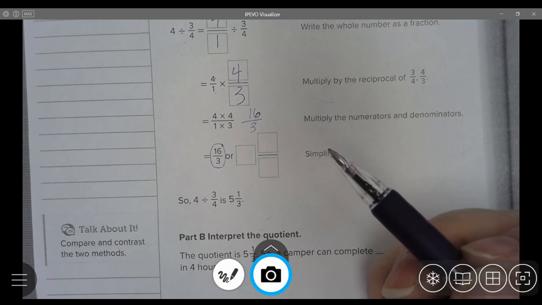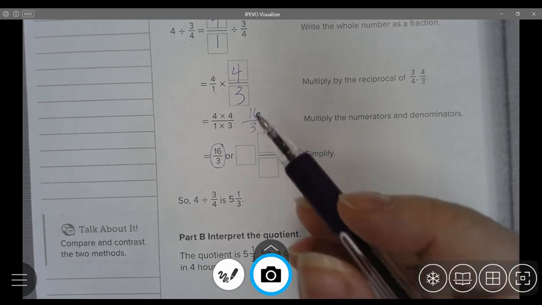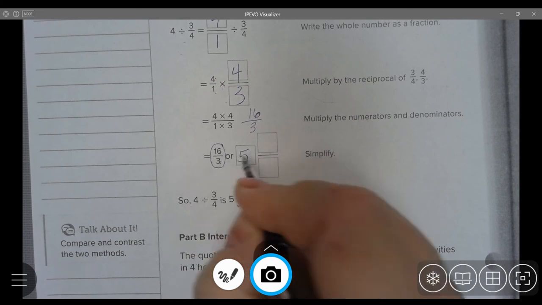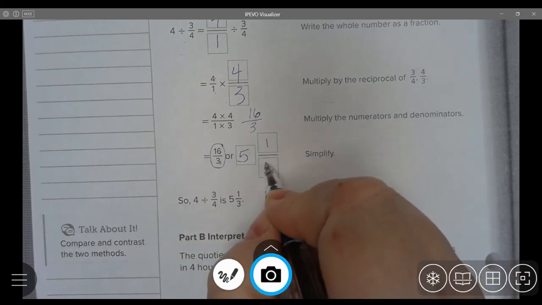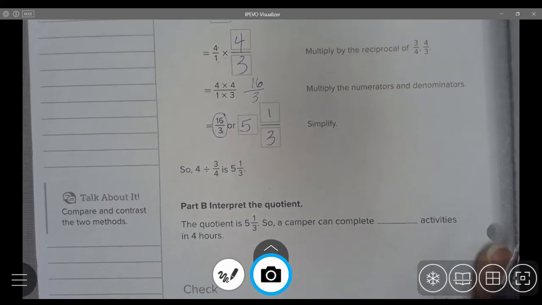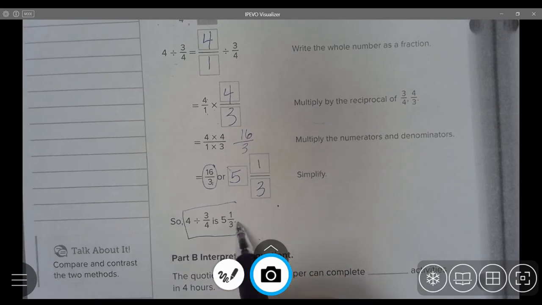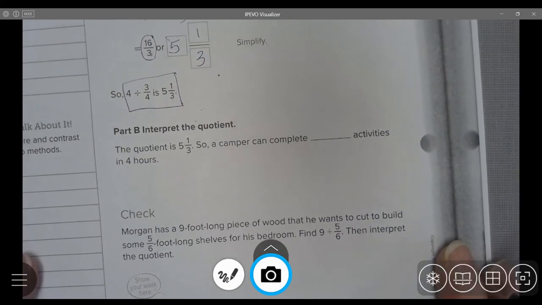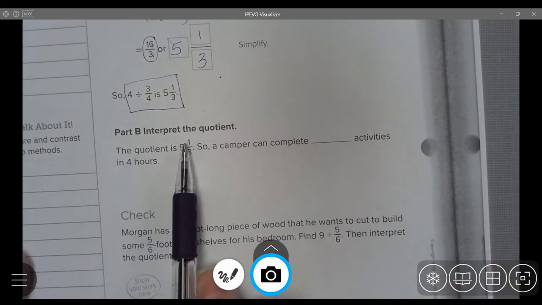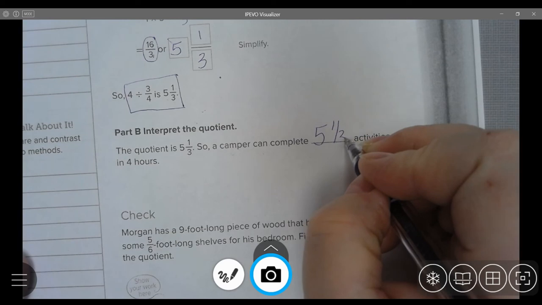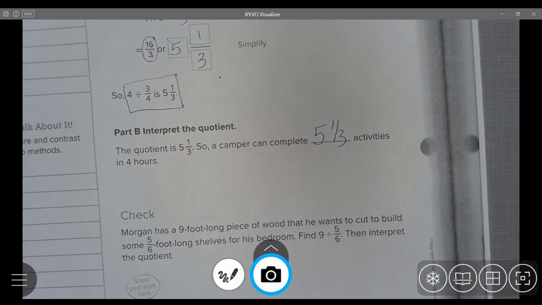And then that's an improper fraction. So what we need to do is say, okay, how many 3's are in 16? 3 times 5 is 15. So we could do 5 wholes and then 1 of the 3 left over. So this is another way that we could show the same answer. 4 divided by 3/4 is 5 and 1/3. So the quotient is 5 and 1/3. So a camper can complete 5 and 1/3 activities in an hour.